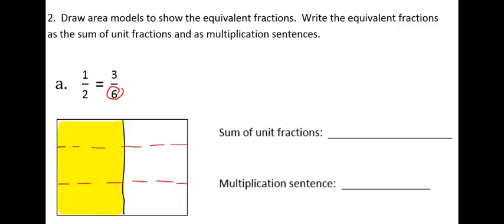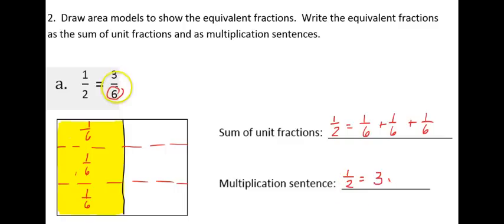So you can see how 1/2 is the same thing as 3/6. We'll write that as the sum of unit fractions. 1/2 equals 1/6 plus 1/6 plus 1/6. And you can see that in the model. Here's 1/6, another 1/6, and another 1/6. And the multiplication sentence then would be 1/2 is equal to 3 times 1/6.